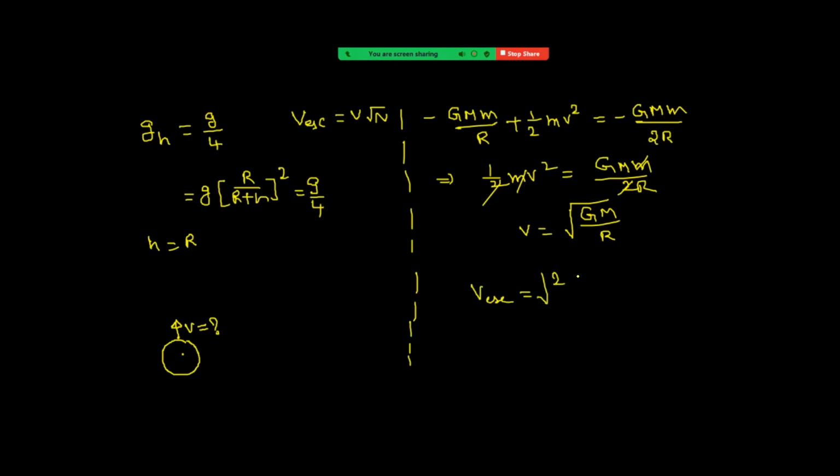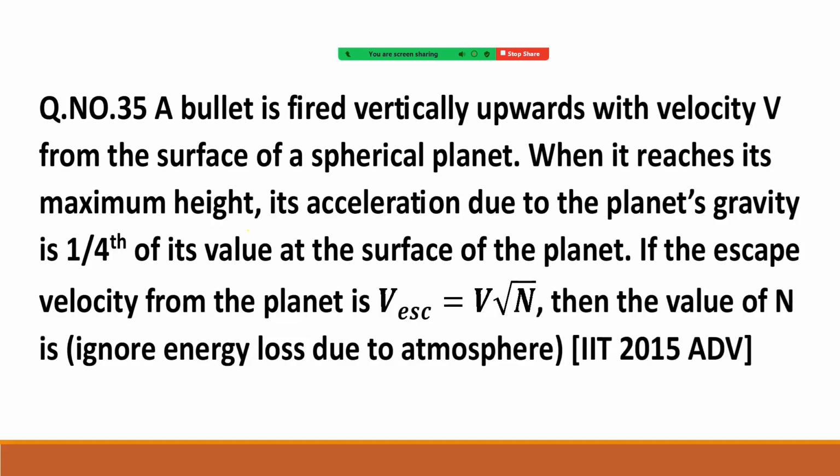But the escape velocity is root of 2Gm by r. So from this we can say the n value is 2. It is a very simple question. We just have to use energy conservation and this result. Okay, see the next problem.